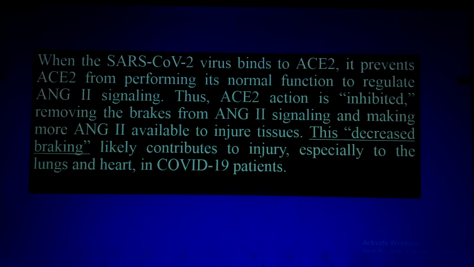to injured tissues. The decreased braking likely contributes to injury, especially to the lungs and heart in COVID-19 patients. That sometimes leads to the death of the patient because of that activity. Now, I hope the concept will be clear to you.